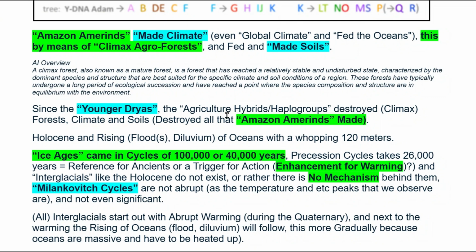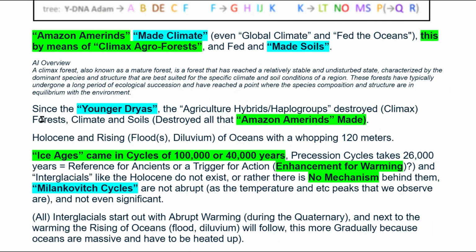And we claim here a way to explain that they destroyed all that Amazon Amerinds made. By this we mean climax forests, because the agriculture hybrids do not really directly destroy the Amazon forest. And then after the agriculture hybrids destroyed climax forests and soils, we come into the Holocene.